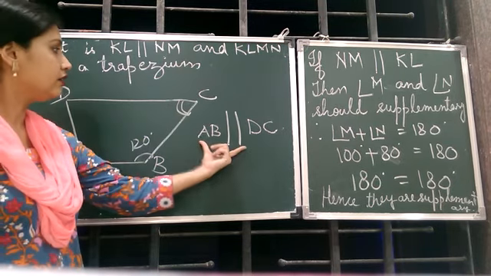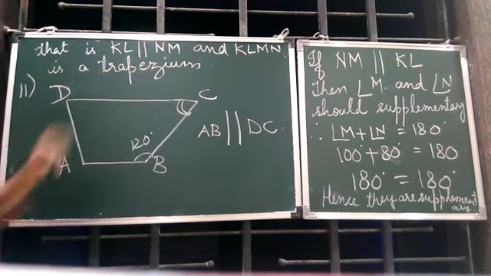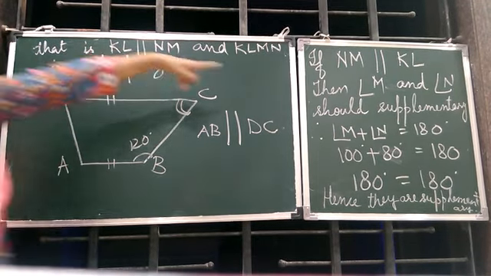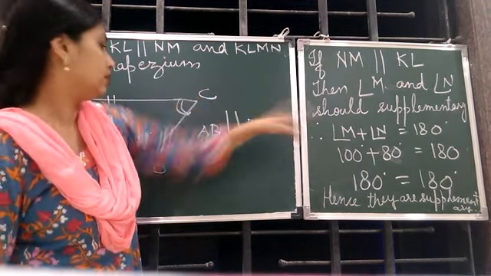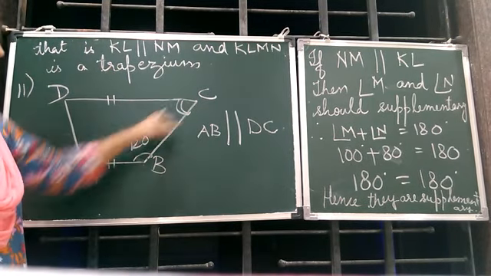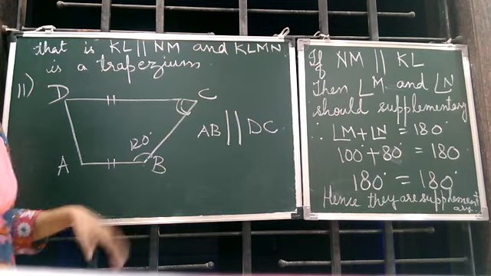This is given. AB is parallel to BC. These two are parallel, and we have already discussed in parallel lines the adjacent angles are supplementary. That means the sum of angle B and angle C is 180 degree.